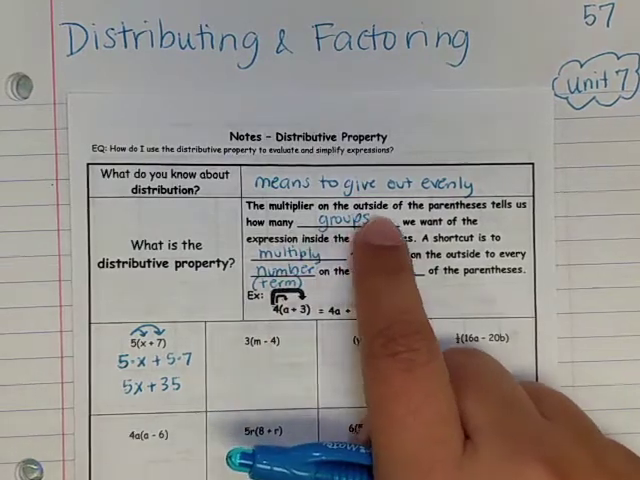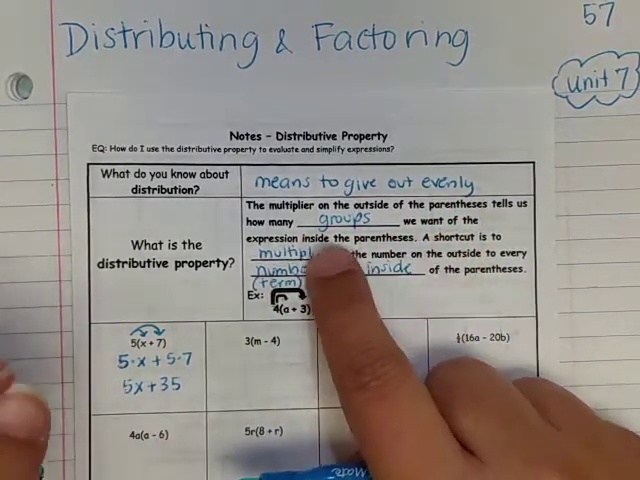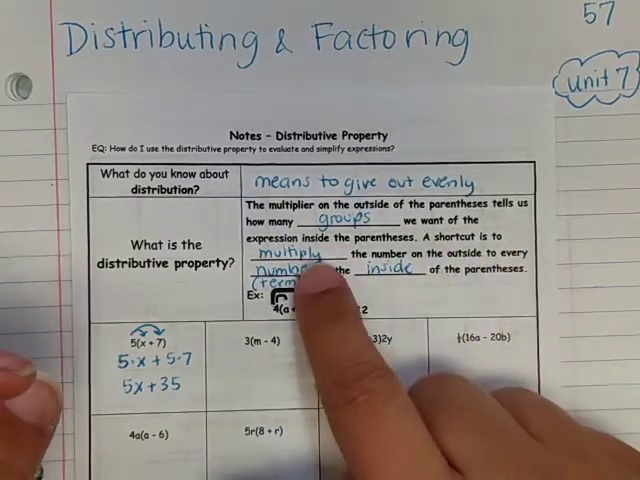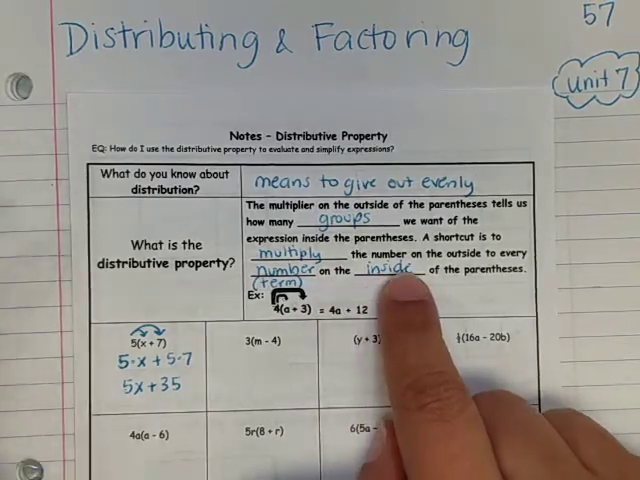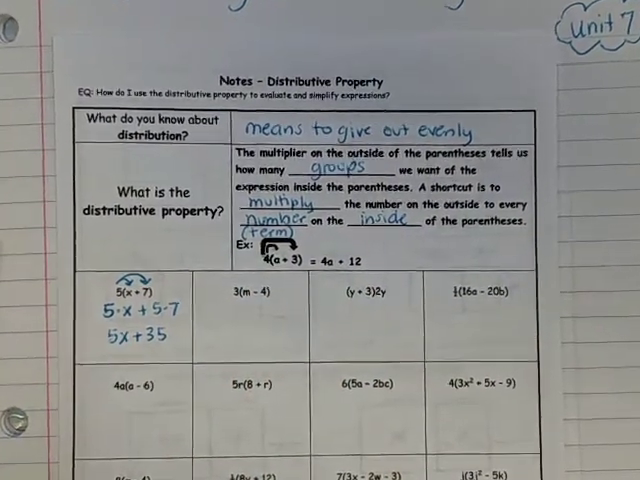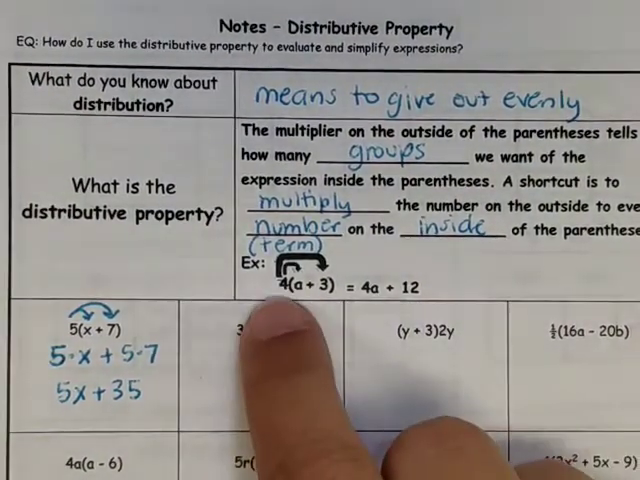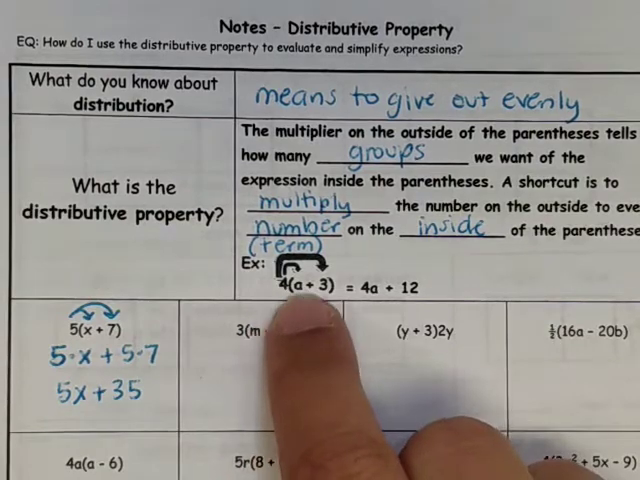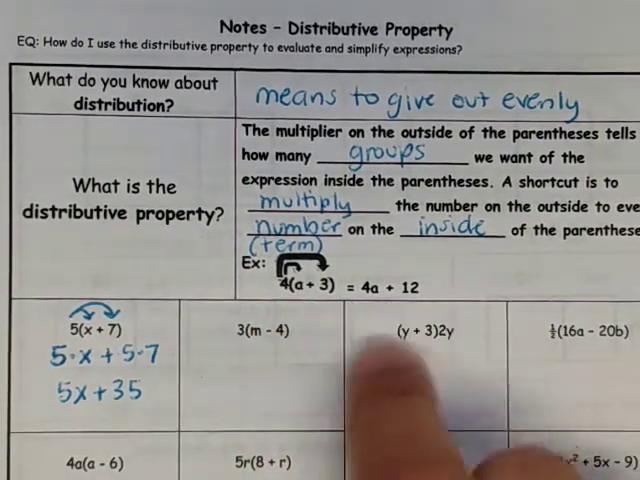So the multiplier, the number on the outside of the parentheses, tells us how many groups we want of the expression inside the parentheses. A shortcut is to multiply the number on the outside to every number or term on the inside. So if you look at this example, 4 is the multiplying number on the outside, and you're going to distribute onto each term on the inside. So 4 times A is 4A, 4 times 3 is 12, so 4A plus 12.